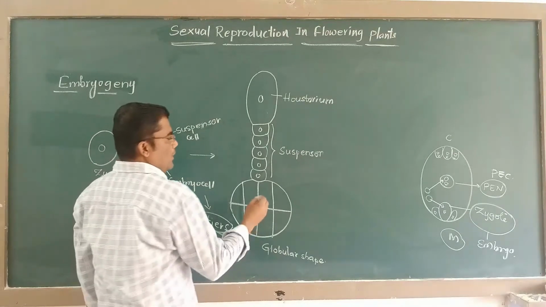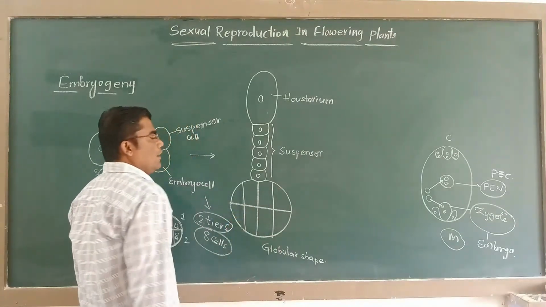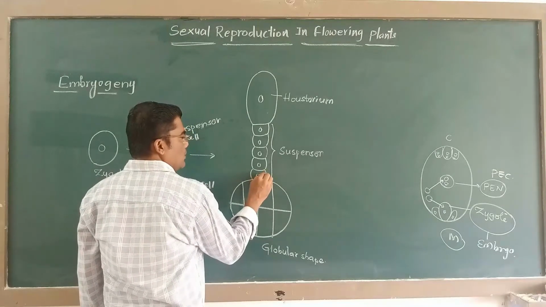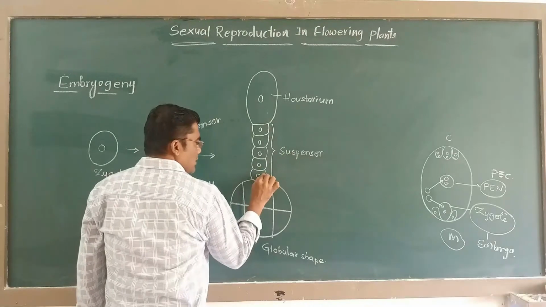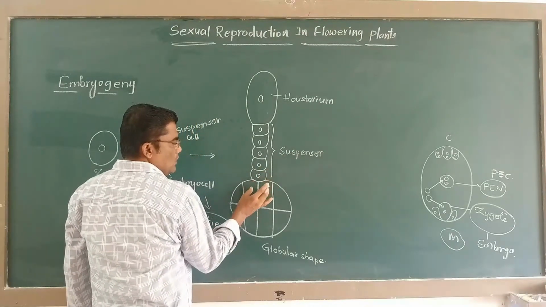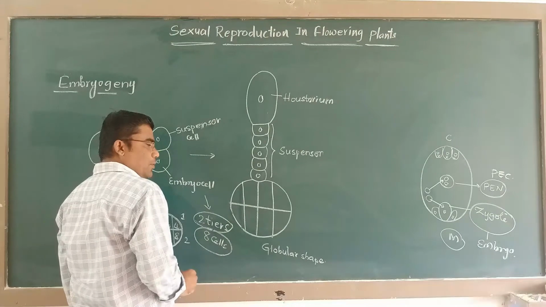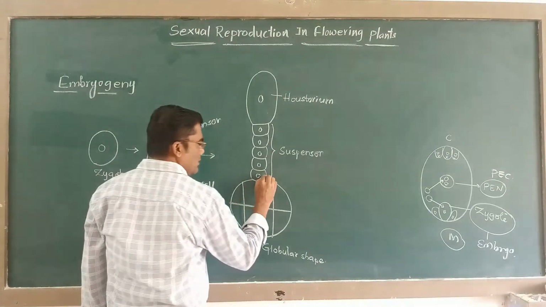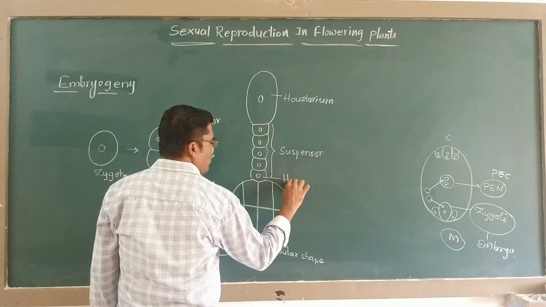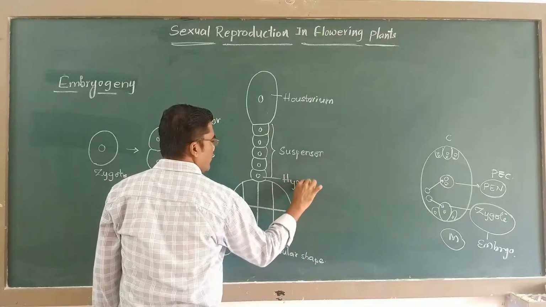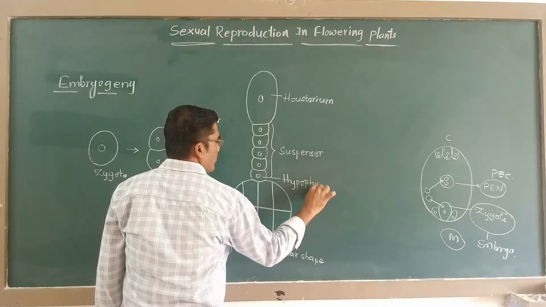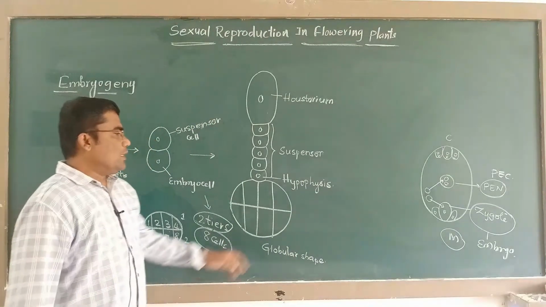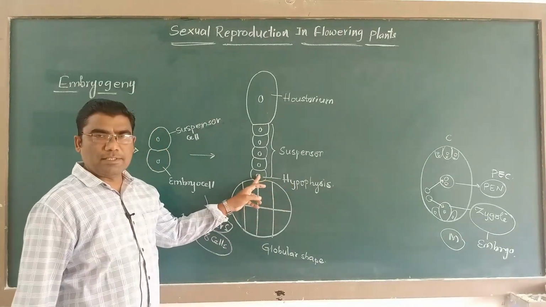Now next, when we observe, this is the globular embryo. Please remember this one. This cell belongs to the suspensor. Here, this is the suspensor cell. It is closely associated with the embryo, and this cell is called hypophysis. What is the function of this cell, hypophysis?